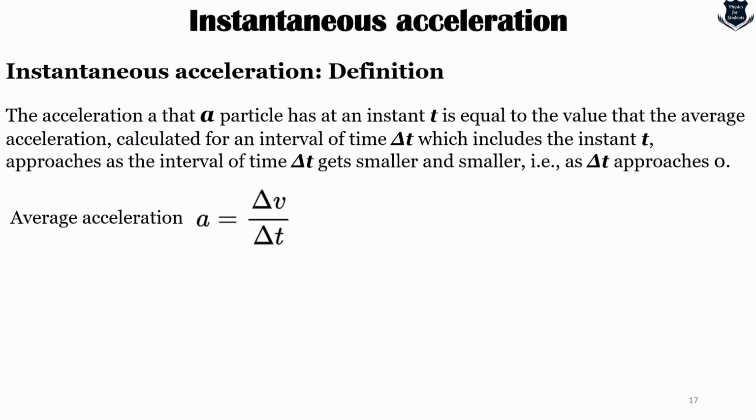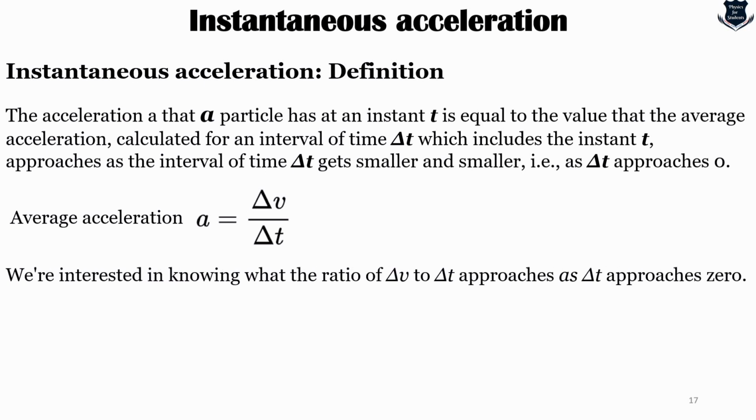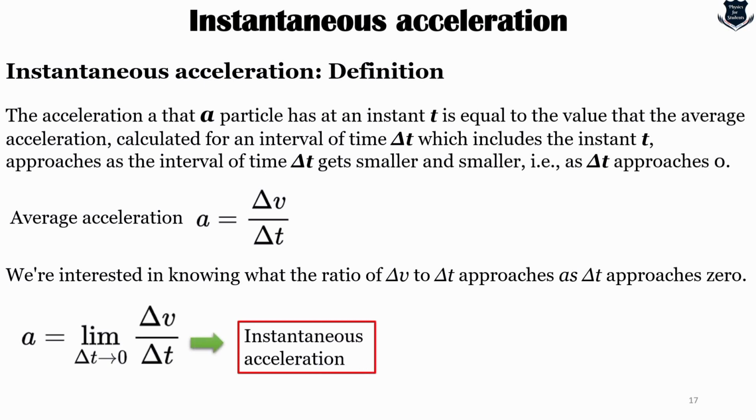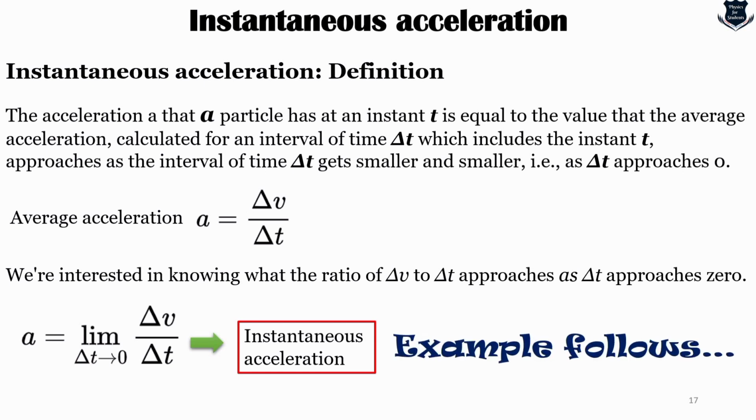So we know that average acceleration is change of velocity upon change in time. What is the formula for the instantaneous acceleration? Remember, a is almost the same, except that we need to indicate that we are interested in knowing what the ratio of delta v to delta t approaches as delta t approaches 0. So we can indicate using the limit notation, very simple: delta t tending towards 0 of delta v upon delta t. However, now we will use two examples so that things become much clearer.